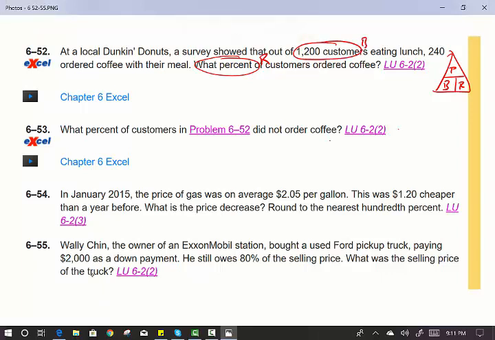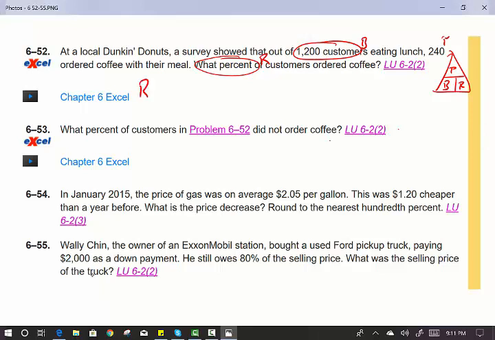The number to which I'm comparing this survey is the 1,200. They're my base. Now 240, that portion of 1,200 customers, a portion of them ordered coffee with their meal. So that 240 is representative of the part.